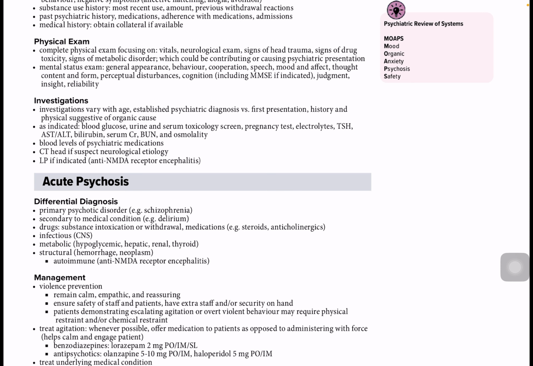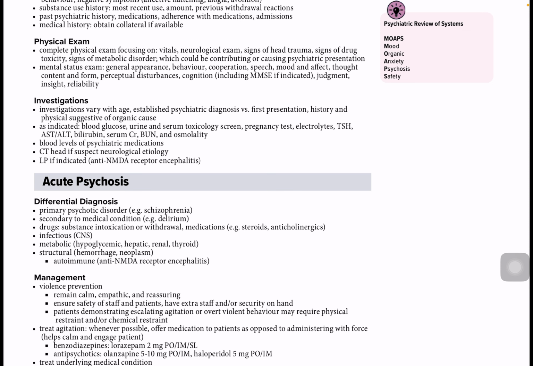You will do blood glucose levels, because you're going to see if the patient is hypoglycemic. You're going to check urine and serum toxicology. Very, very important for a young patient presenting in ER. Urine and serum toxicology screen. Pregnancy test in a young female. Electrolytes, TSH, AST, ALT, bilirubin, serum creatinine, blood urea nitrogen, osmolality, blood levels of psychiatric medications.